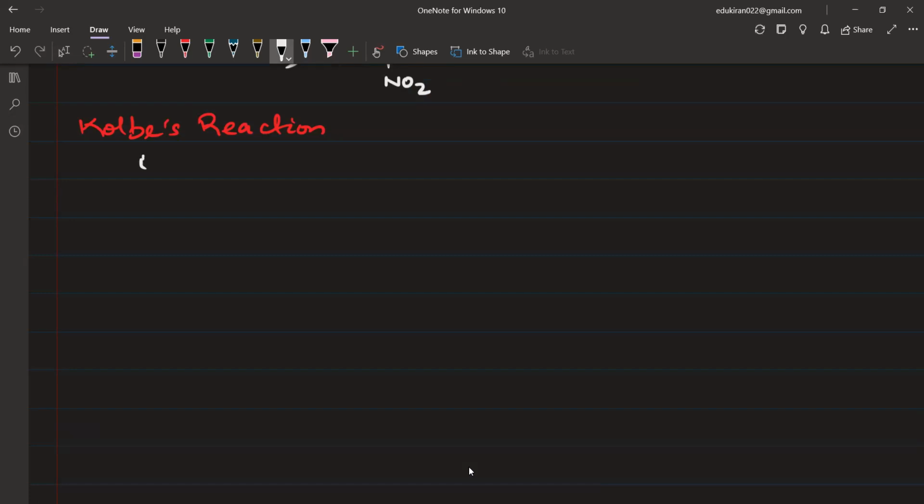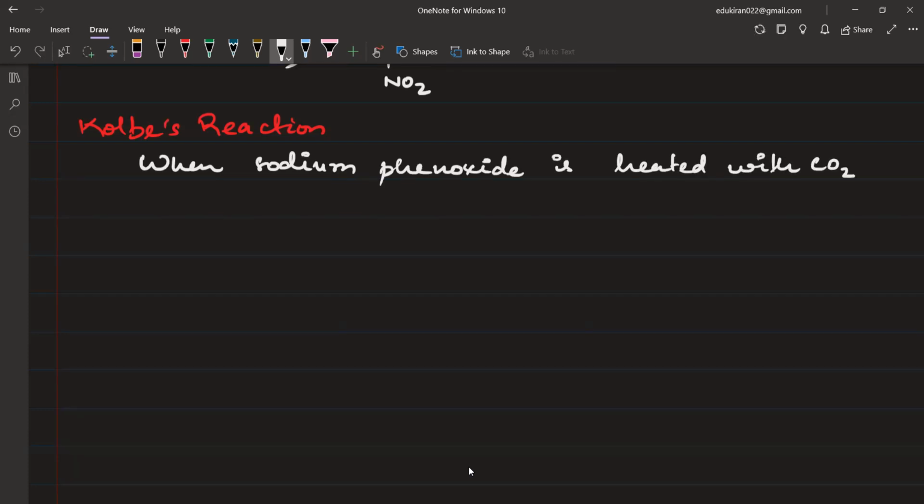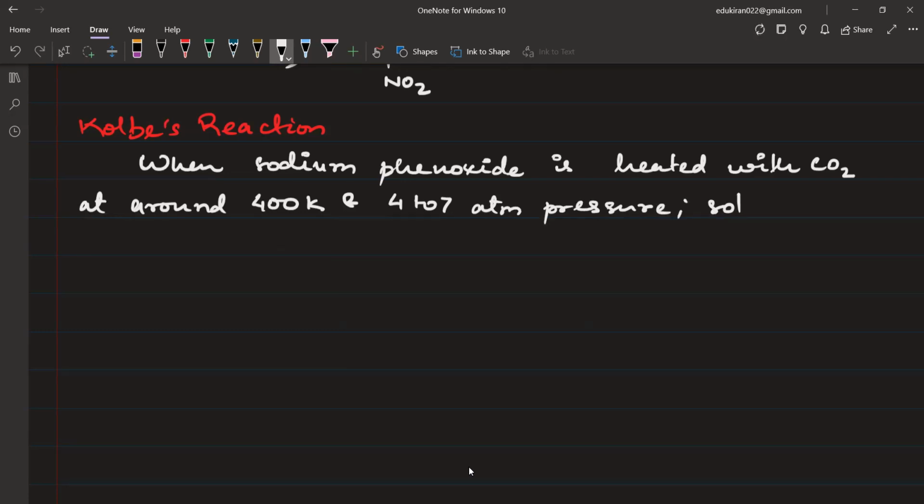Next, Kolbe's reaction. When sodium phenoxide is heated with carbon dioxide at around 400 Kelvin and 6 to 7 atm pressure, sodium salicylate is formed.